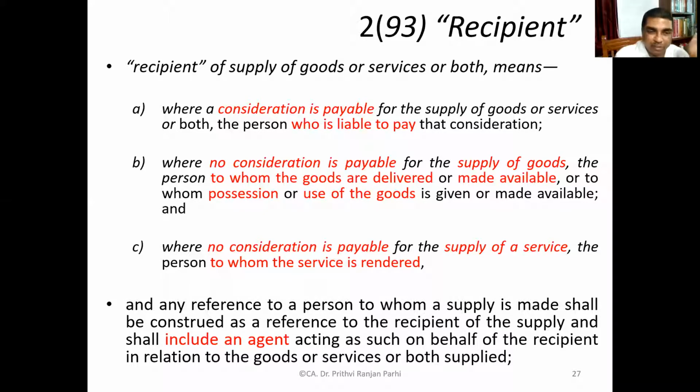If you read it further, it says recipient also includes the agent of the recipient. That means goods may be delivered or service may be rendered to the agent of the recipient. In that case also, the meaning of the recipient can be construed with reference to the principal. So if you read this part, any reference to a person to whom supply is made shall be construed as a reference to the recipient of the supply and shall include his agent. That means supply may be made to the recipient himself or it may be made to the agent. So this is the meaning of recipient.